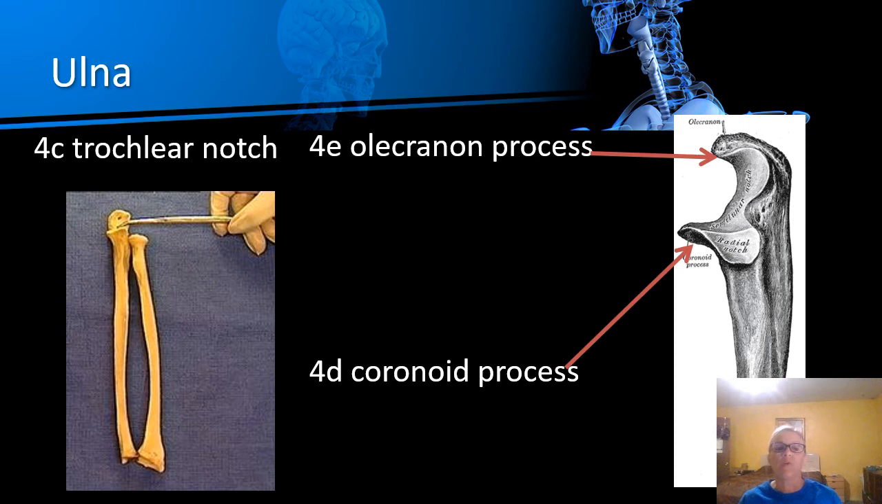Then we have the trochlear notch, okay? And so you can see me pointing to it there, but right here is the trochlear notch, all right? And then the upper portion of that here is the olecranon process. Olecranon means elbow, okay? So this is where your elbow is. And then we have the coronoid process, which forms the bottom of a C-like structure here. So that's pretty handy.